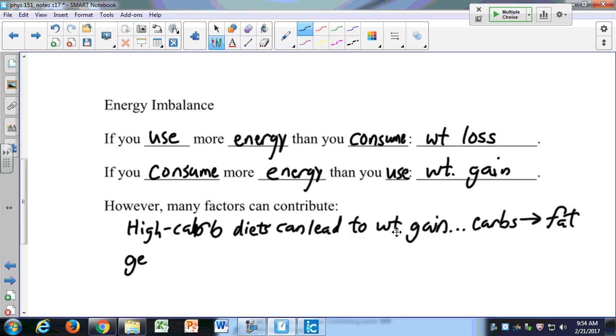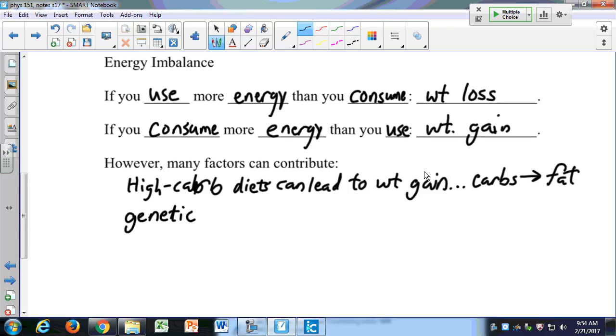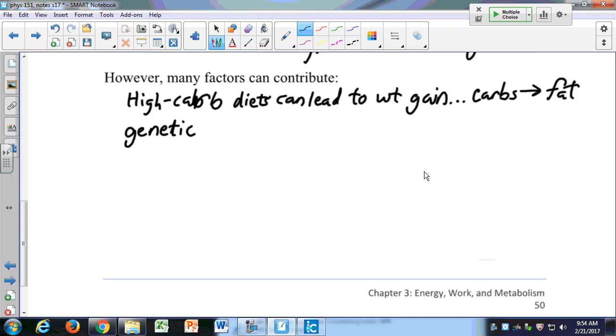Genetic disposition. There's all sorts of things that go into this. But the adage is still true that if you eat more than you consume, then that's weight gain. If you use more than you consume, that's weight loss. That's true for anybody, despite the various differences that you might have. Okay, and that's the end of that chapter.